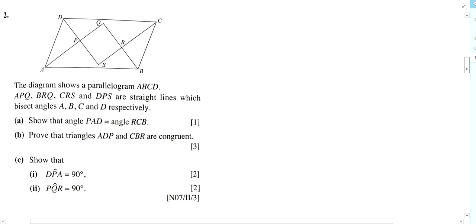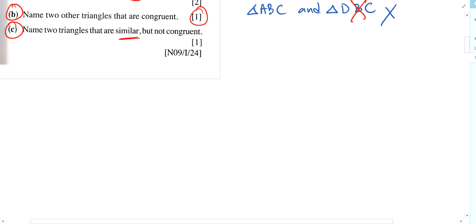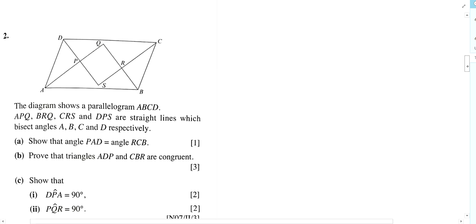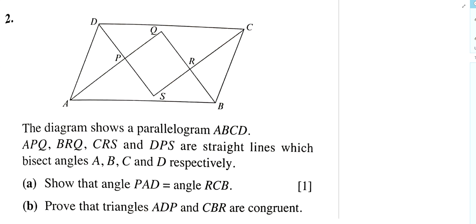Okay, next, O-level question again. By the way, this one was from 2009. Now this one is from 2007. Go through it step by step. Diagram shows a parallelogram. Parallelogram tells me that this side must be equal to this side, and this and this must be equal. It also tells me that this angle equals this angle, right?